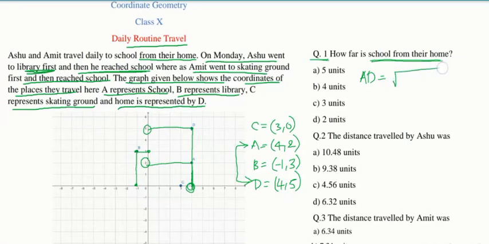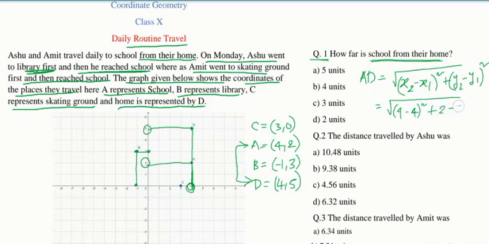You know the formula, root of (x2 minus x1) the whole square plus (y2 minus y1) the whole square. If you apply this formula, the answer will come. So x1, y1, x2, y2. So (4 minus 4) whole square plus (2 minus 5) whole square, which is giving you 0, and 3 square is 9. So root 9 you will get, that is 3. So 3 units is the answer, which is option C.